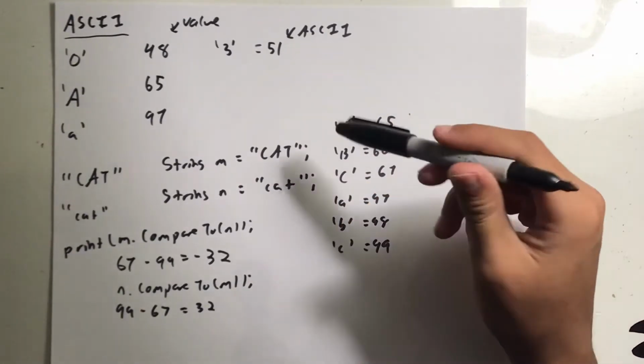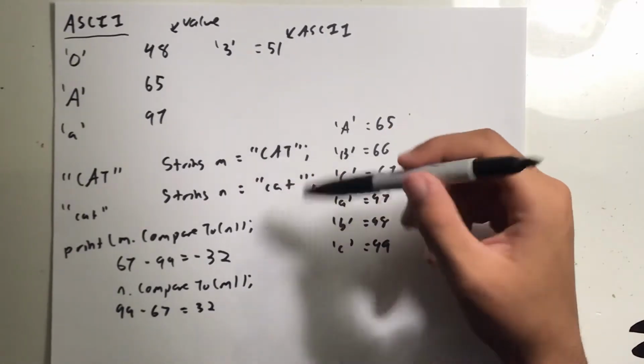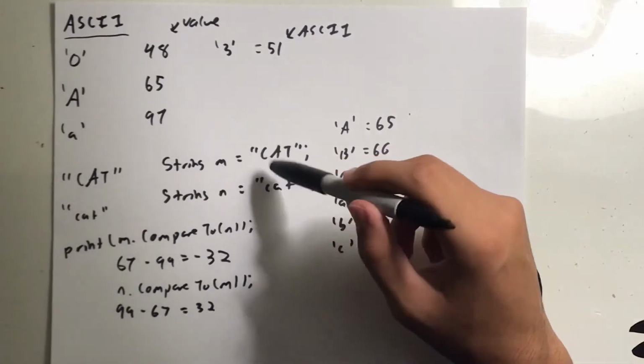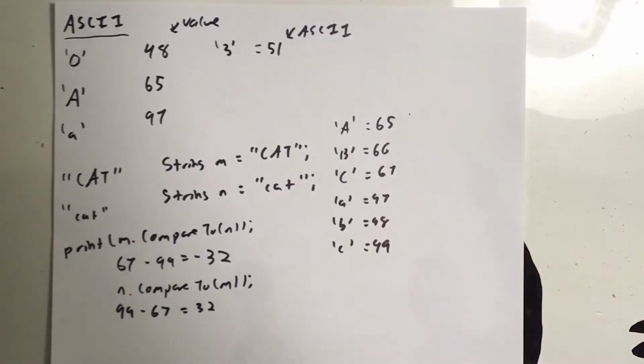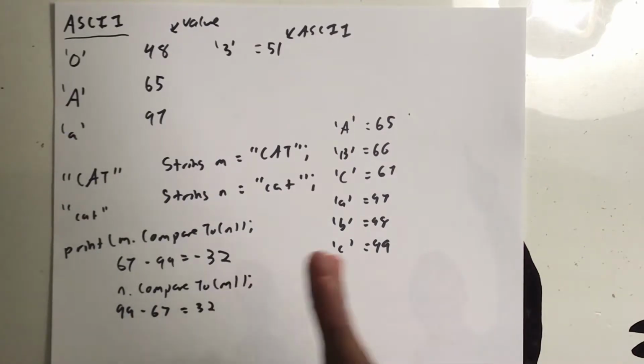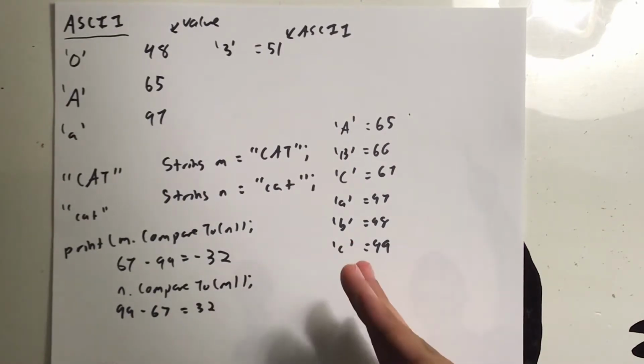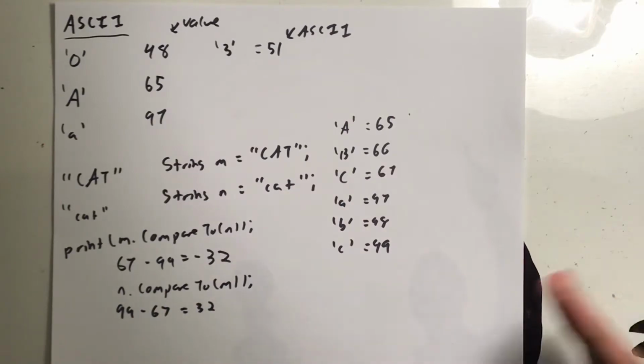Now, if they were the same character, like literally the same character, they were both uppercase, then it would be 67 minus 67, which is 0. If it's 0, you keep on moving to the next letter until you get a number. If you don't get a number, that means they are equal to each other, and it'll give you a value of 0.